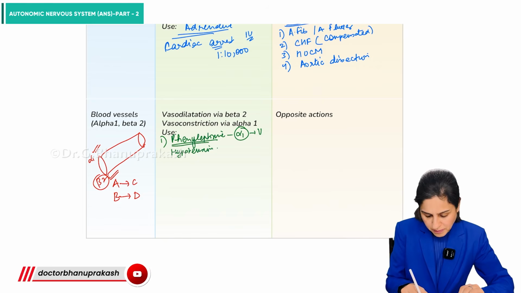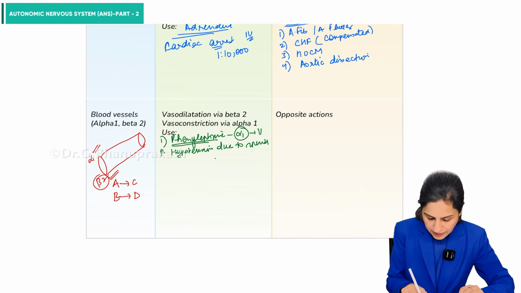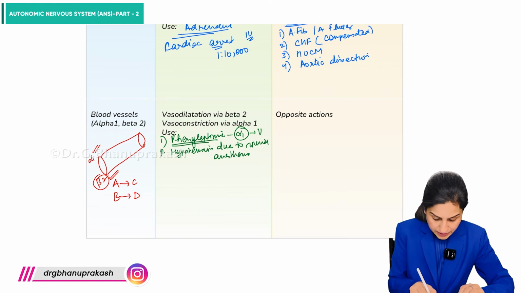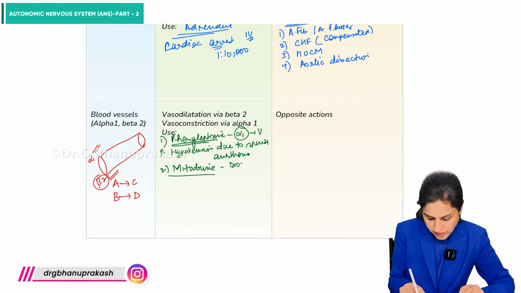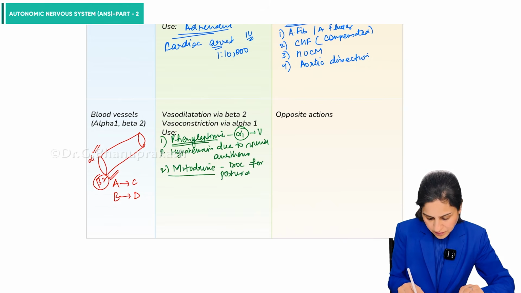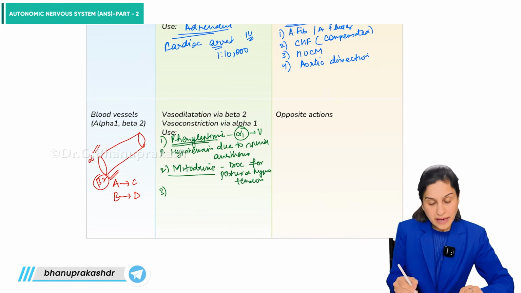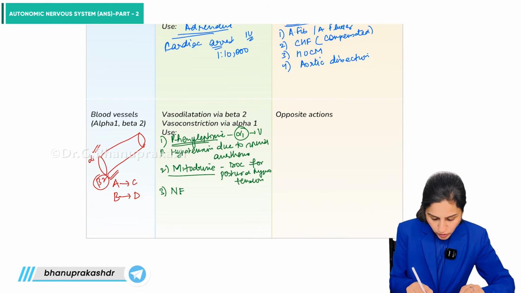due to spinal anesthesia. So postural hypotension due to spinal anesthesia. Similarly, we have another drug that is called midodrine. This is the drug of choice for postural hypotension. The third drug we have is norepinephrine or noradrenaline.